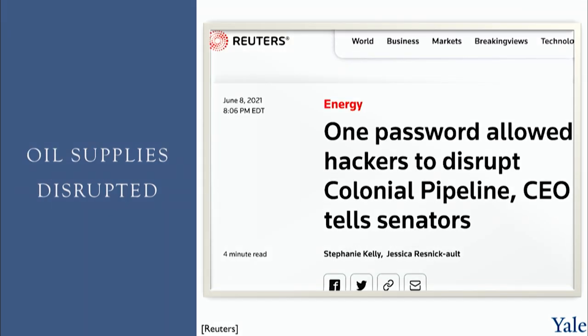Here's another example, a non-medical example, even more recent, June 8, 2021, about a month ago. This is about the disruption of the operation of the Colonial Pipeline. It's a major oil pipeline on the east coast of the United States. And a bad password allowed hackers to disrupt the pipeline. This is what the CEO of the company told senators. This is a story from Reuters.